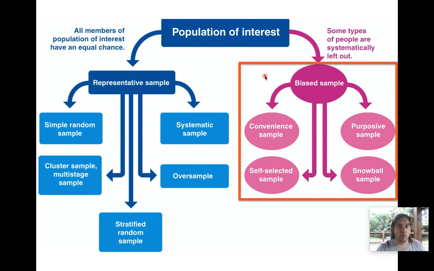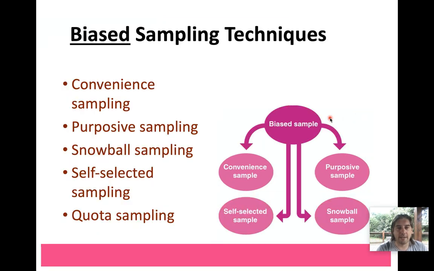You have to say, we recognize that this was a convenience sample and that has XYZ problems, and so that might impact our conclusions in XYZ ways. As long as you're open and honest, then it's okay. But you can't ignore the fact that you have used a biased sampling method. So let's dive into them. Biased sampling techniques. So we have convenient sampling, purposive sampling, snowball sampling, self-selected sampling, and then I'm going to add a fifth one, quota sampling.